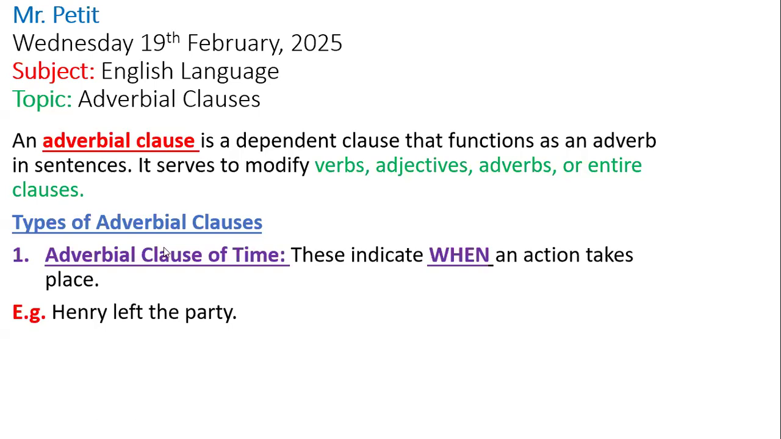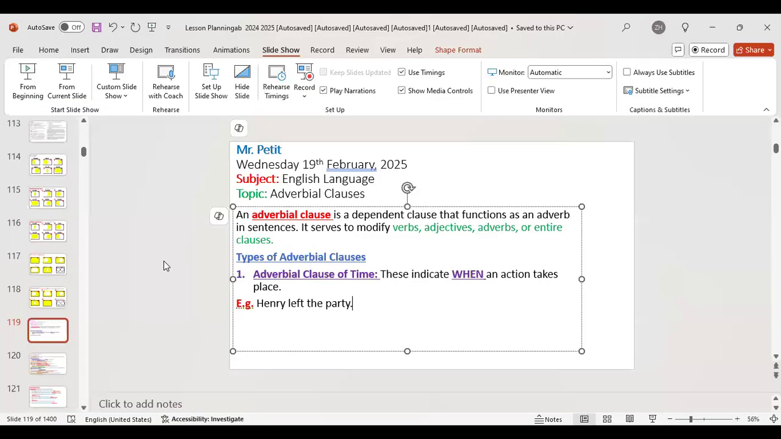Who asked if Henry left the party? No, I'm telling you that he left the party. That's a declarative sentence. Remember, you have different types of sentences: declarative, interrogative, imperative, and exclamatory. This is a declarative sentence. I am telling you something, right?